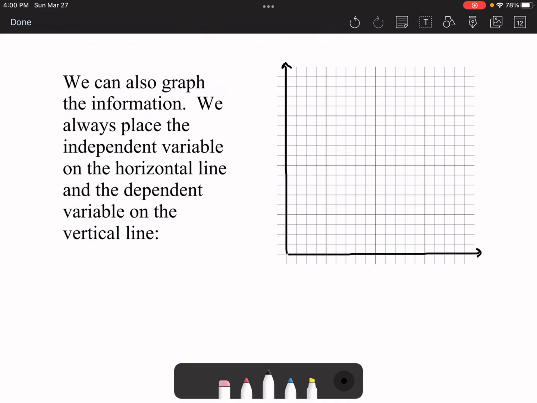Now when you draw these horizontal and vertical axes, you should always label the axes, what they represent. So in this case, the vertical axis represents our height, which was in millimeters, and our horizontal axis is time, which was represented in days.